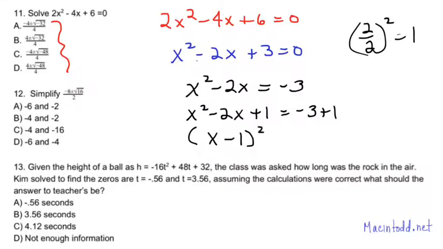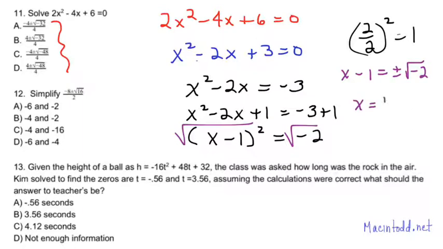It will be factorable, and the right side is 2. Now that I have my perfect square on the left, I can square root it. X minus 1 equals plus or minus root negative 2. And so x equals 1 plus or minus the square root of a negative, which is i root 2. Okay? And that's how I would have the answer on the test if you have imaginary solutions.